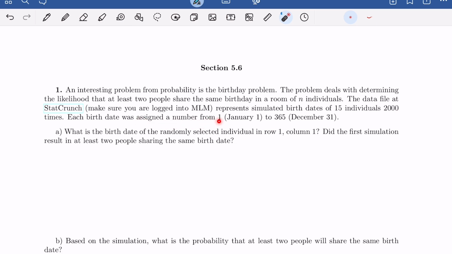So each birth date was assigned a number from 1 being January 1st to the last day of the year being December 31st. So for part A, what is the birth date of the randomly selected individual in row 1, column 1?